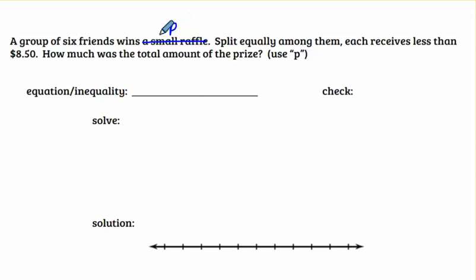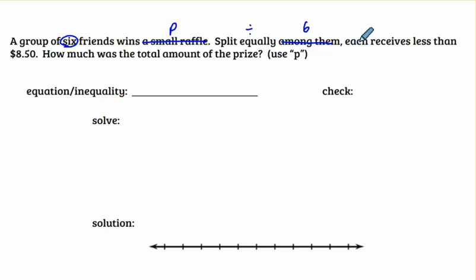Okay? So now if you look at this, what this really says is P split equally. Well, if you split something equally, you are dividing. That's what splitting equally means. You are dividing by a certain amount. Well, what are we dividing by? Among them, well, it says six friends. So among them, that would be six.